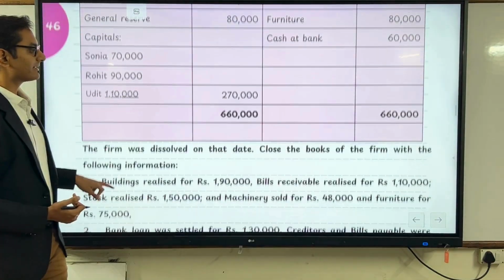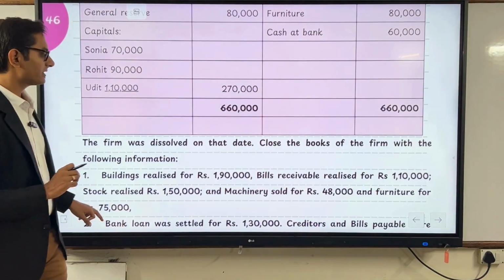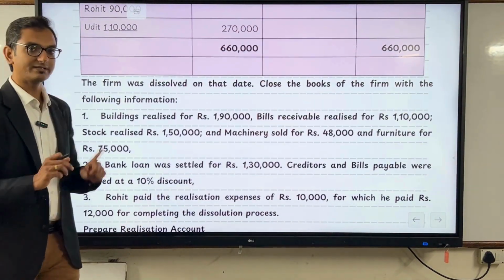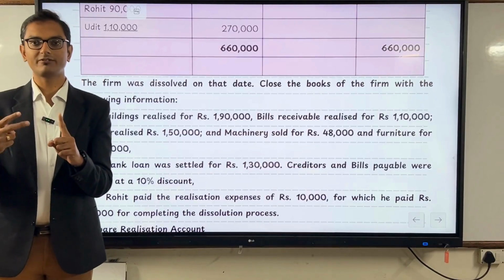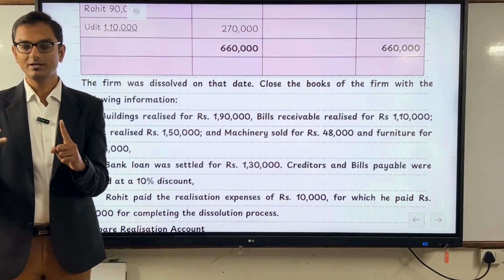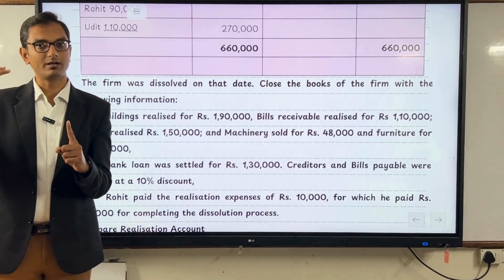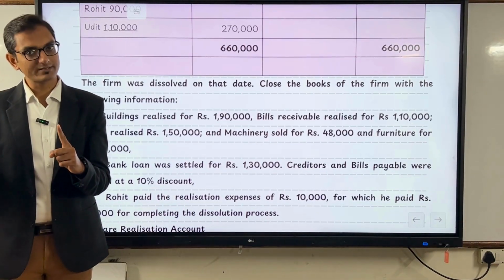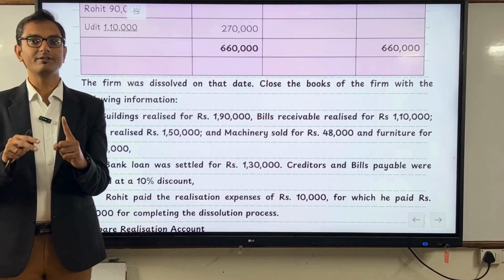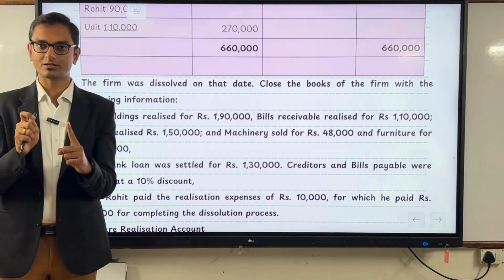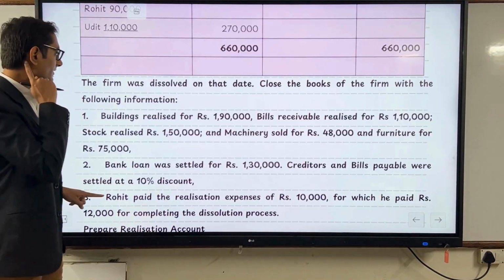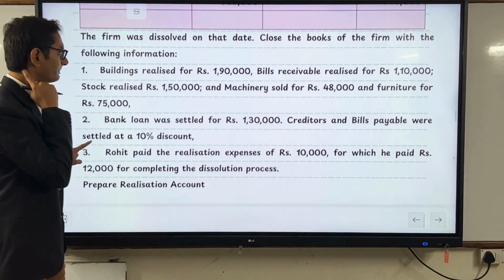Now we are supposed to prepare only the realization account and we need to give the single effect, because the other effect will come either in cash and bank or partners capital account. But here we are supposed to prepare only the realization account, that is why only one effect will come.